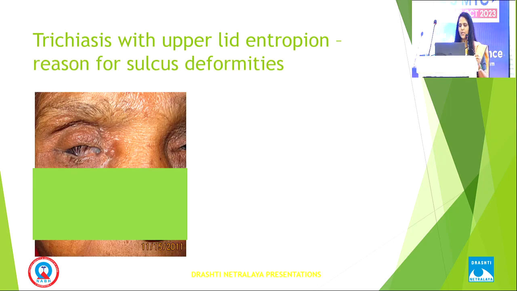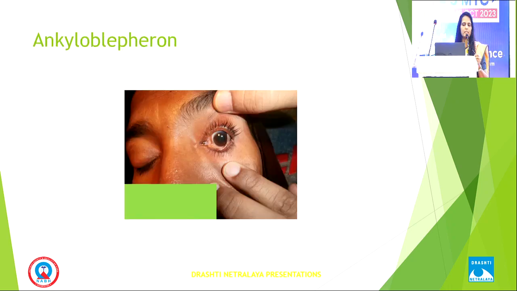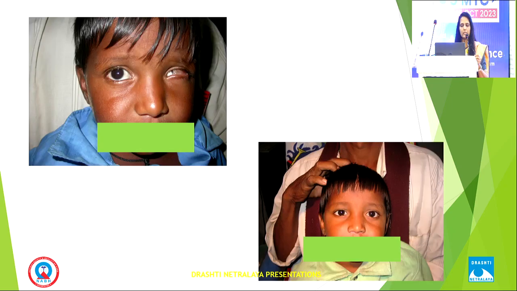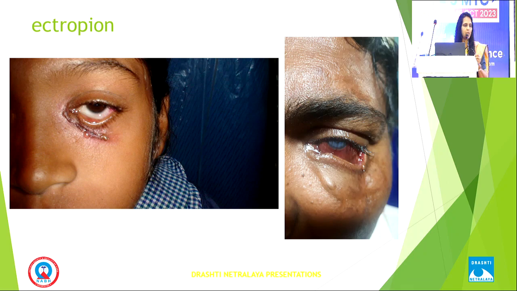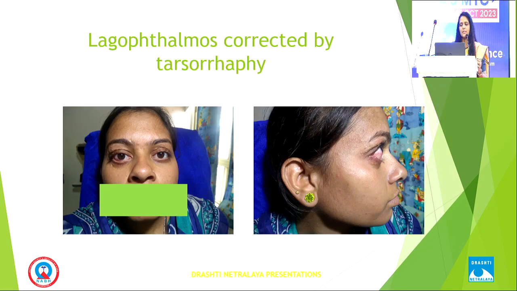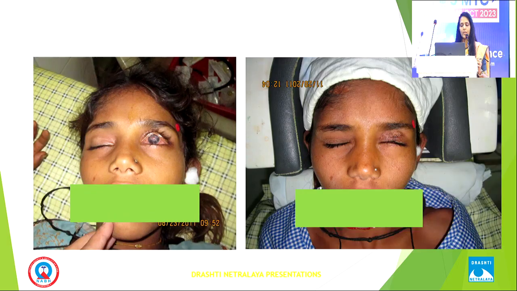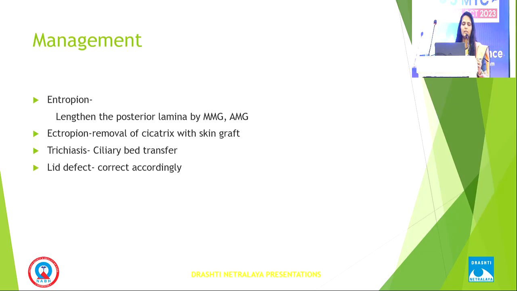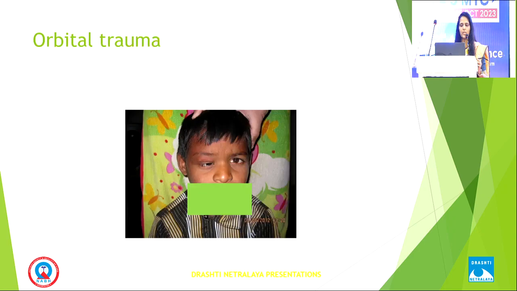Trichiasis with upper entropion will be a reason for sulcus deformity. Volume augmentation in this kind of patient works. Sometimes the patient comes with ankyloblepharon, release the ankyloblepharon simply. Cicatricial ectropion, or the patient comes with lagophthalmos, you can simply do tarsorrhaphy, or tarsorrhaphy along with skin grafting must be done. So whenever there is entropion, do posterior lamella lengthening; ectropion, removal of cicatrix; trichiasis, ciliary bed transfer; and the lid defect is corrected automatically.